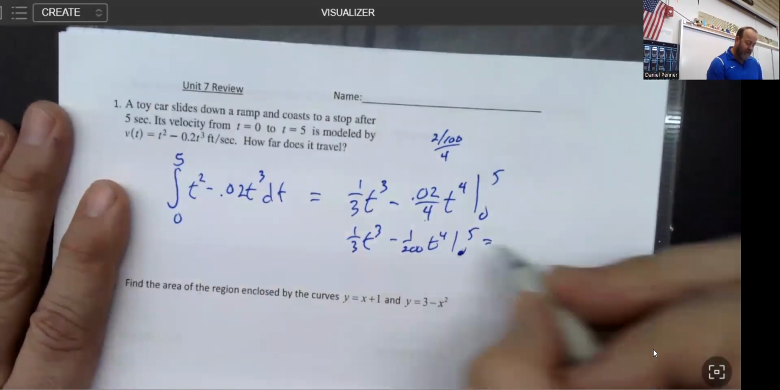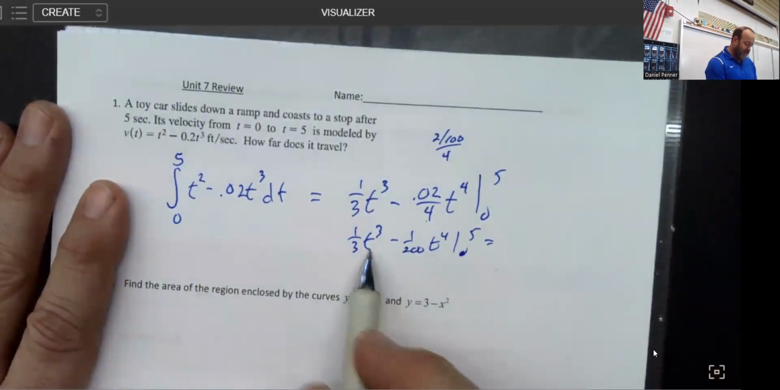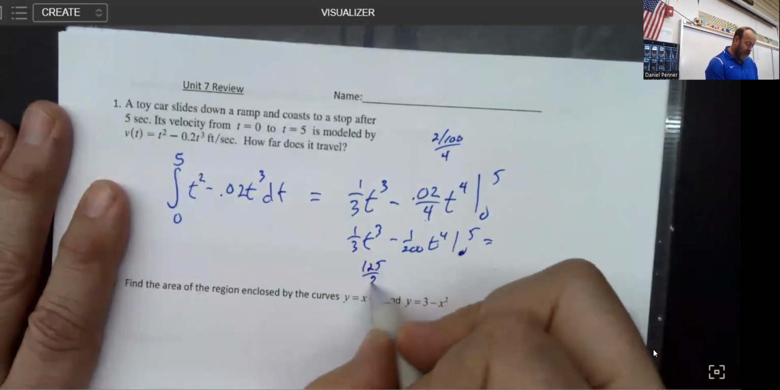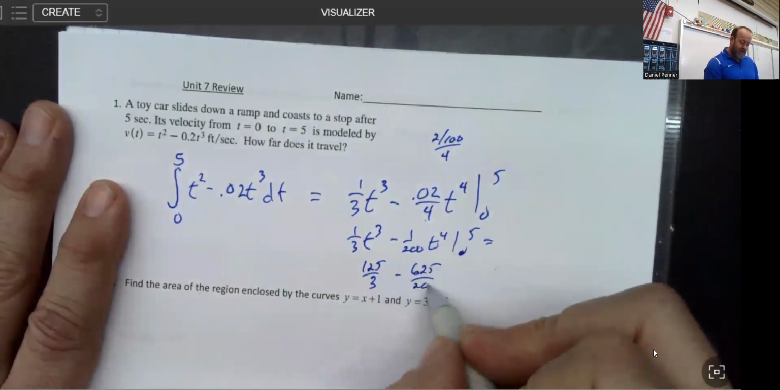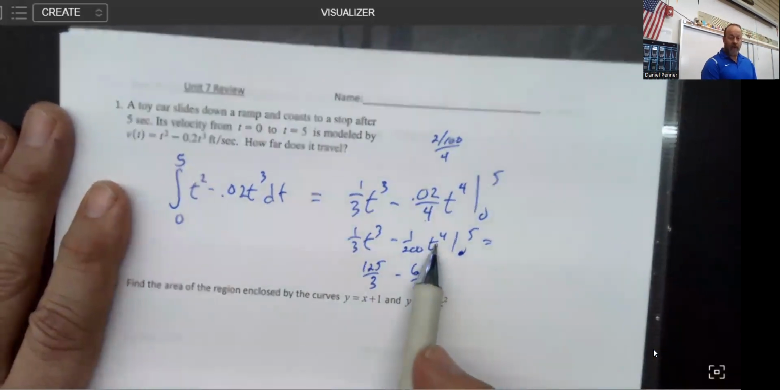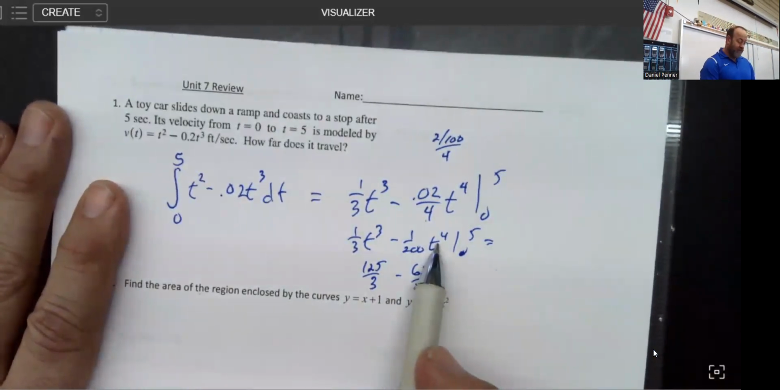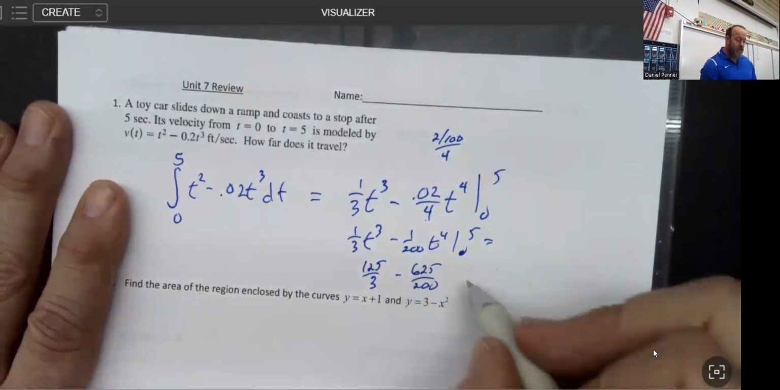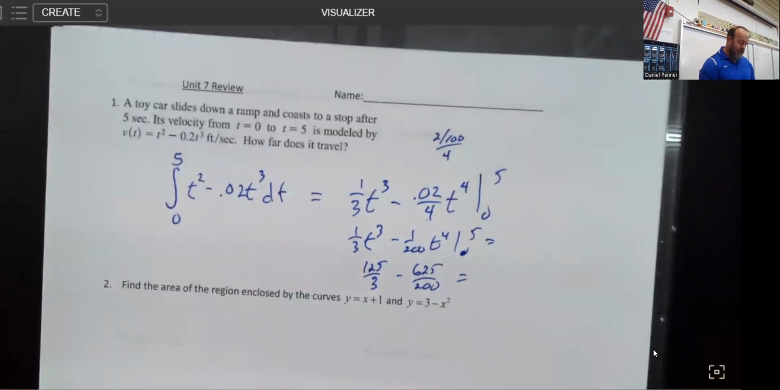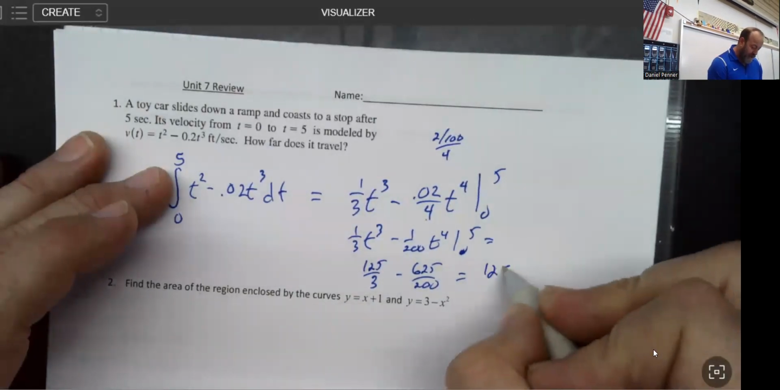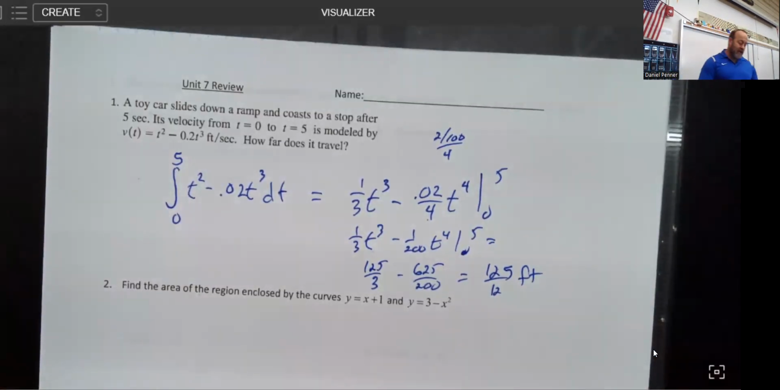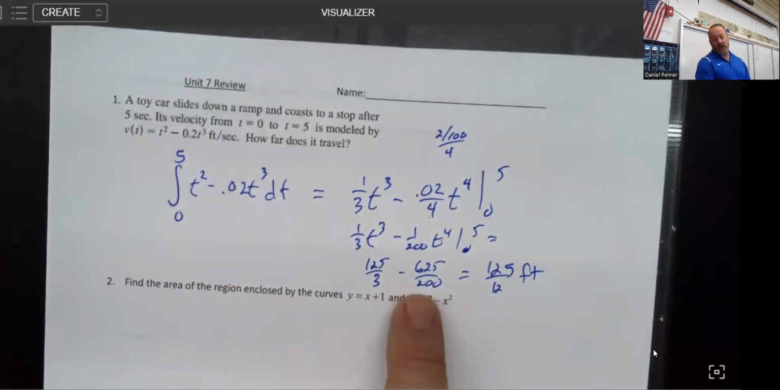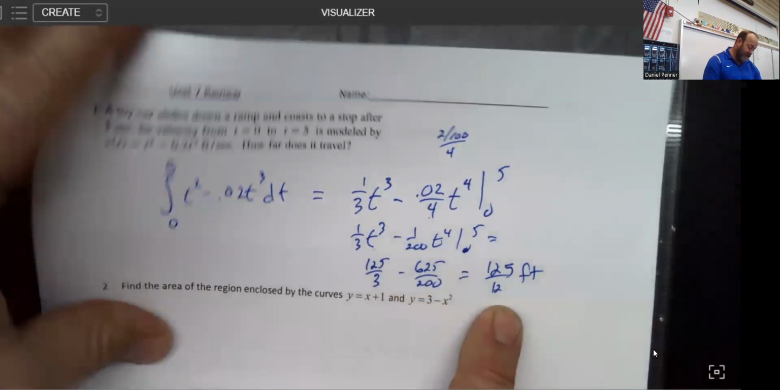And by doing just a little bit of mathematics, we got 125 over 3 right here. And we're going to have minus 625 over 200 because 5 to the fourth power is 625. We do need to do a little bit of common denominator game, also a little bit of simplification. And I got 125/12 feet. Generally speaking, we got a good answer right here, but this would be a better answer.